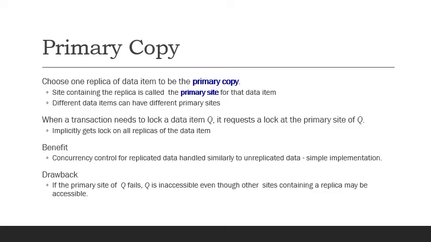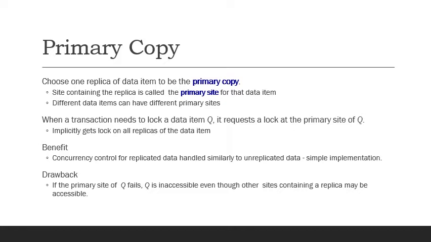First, let's see primary copy. When a system uses data replication, we can choose one of the replicas as the primary copy. For each data item Q, the primary copy of Q must reside in precisely one site, which we call the primary site of Q. When a transaction needs to lock a data item Q, it requests a lock at the primary site of Q.